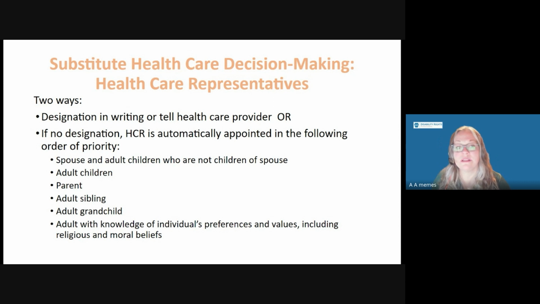So first, it's the person's spouse or adult children who are not children of the spouse. Then next would be adult children, then a parent, then an adult sibling, an adult grandchild, and then finally, the catch-all, just any adult with knowledge of the individual's preferences and values, including religious or moral beliefs. So anybody that knows the person and knows what they would like to do, and knows what they like or don't like, can be appointed the healthcare representative and be the decision maker that the doctor can rely on under state law as the decision maker in that situation.